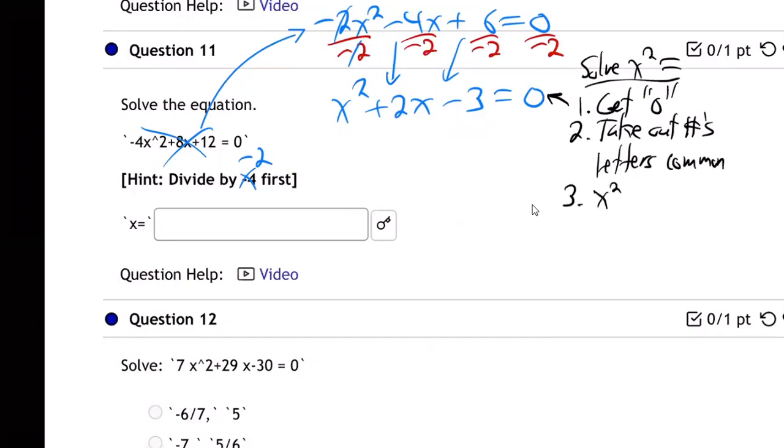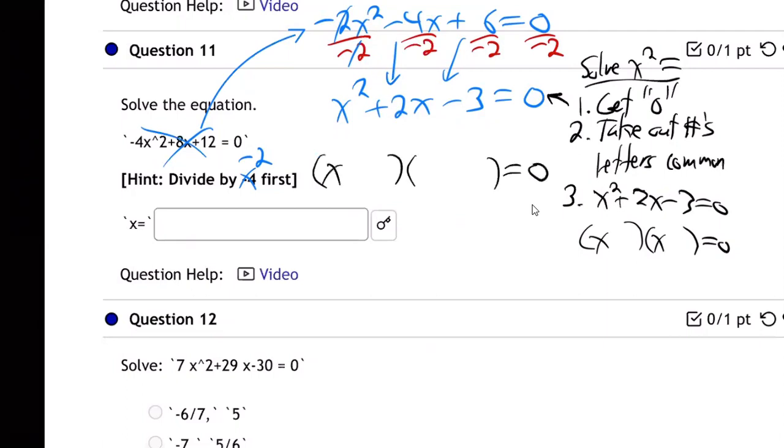to factor x squared plus 2x minus 3 equals 0, you got to do the double parentheses, right? So whenever we get to that x squared stuff, it's the double parentheses. So let's do that. X was in the front. Okay. So now we're looking for what? Two numbers that multiply to be negative 3.